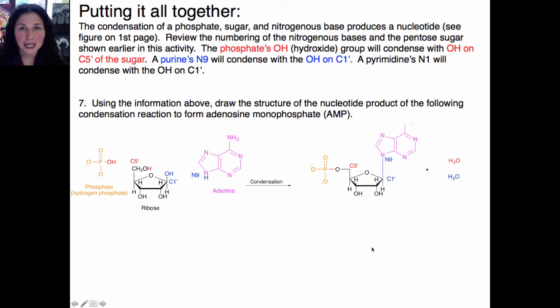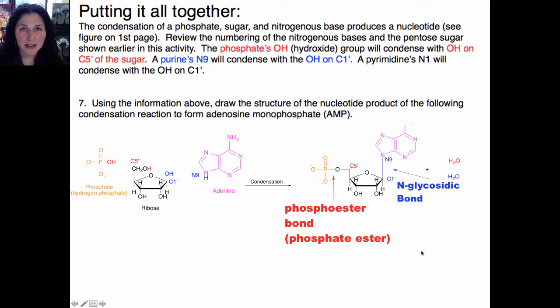There are 2 new bonds that are formed in the reaction shown. The new bond between the phosphorus and the oxygen is called a phosphoester bond, or a phosphate ester bond. This functional group is a phosphate ester. It's similar to a regular ester, except instead of a carbonyl bound to an oxygen, it's a phosphate bound to an oxygen. The other new bond is called an N-glycosidic bond.